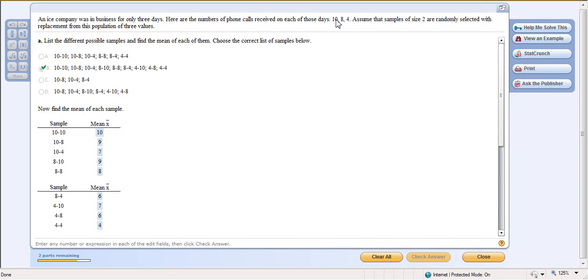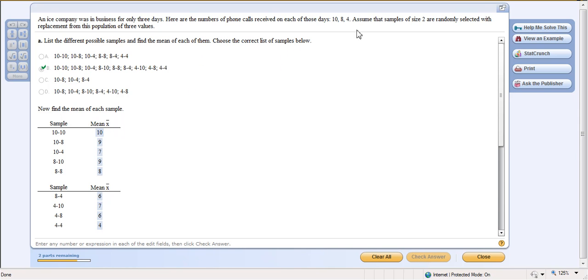Now, if we wanted to average up those three numbers, we would just take 10 plus 8 plus 4 and then divide by 3. So 10 plus 8 plus 4 is 22, and then divided by 3. So we would get 7.33 rounded, and that would be the mean of what we would call that distribution.